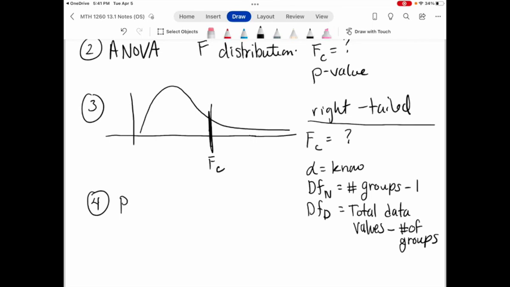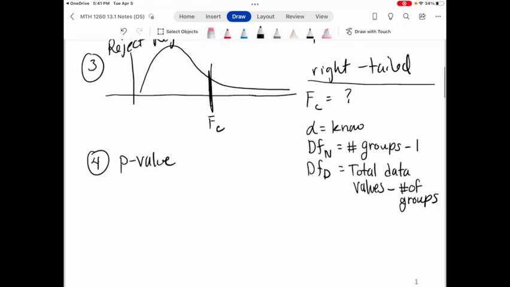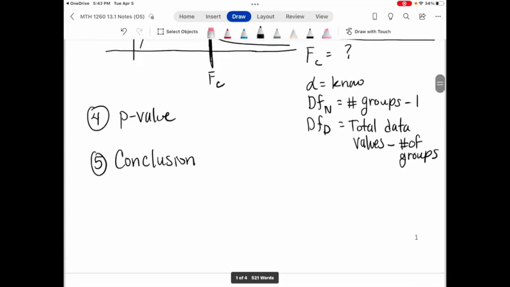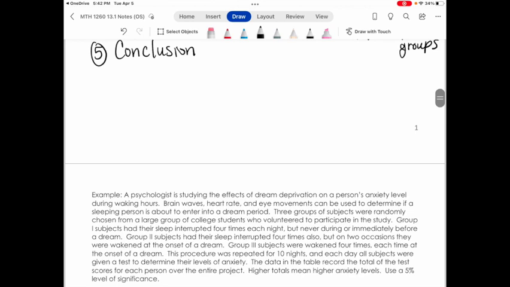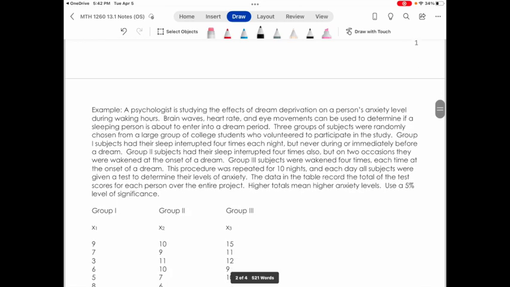And then step 4, you use your p-value. So step 3, just like before, is the rejection region. We just have to do it a little bit differently using the tables because we don't have that function on our calculator. And then, of course, in step 5, we write our conclusion as normal. I have 3 examples that I can walk you through slowly, step by step.